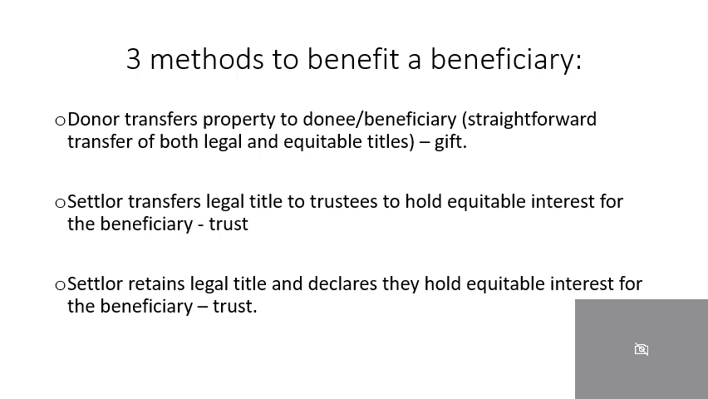Same with a house: I have a house, I want you to have it. I make sure that I follow the formalities. I transfer the house to you. Once the transfer is done, you have full control. You have both the legal and the equitable title. They're not split at all. That's a straightforward transfer, okay?